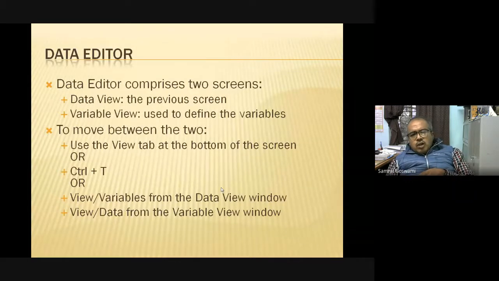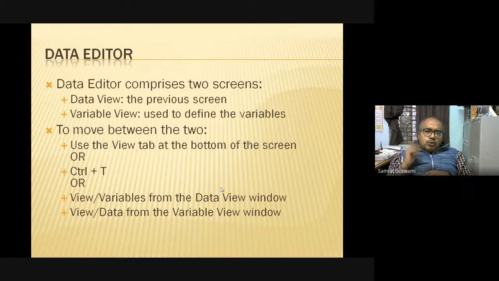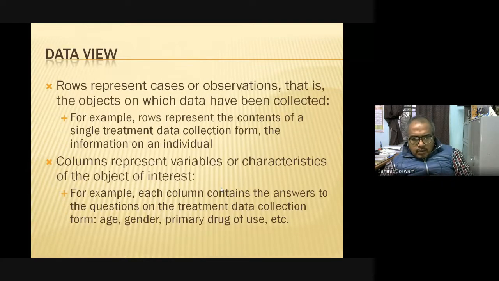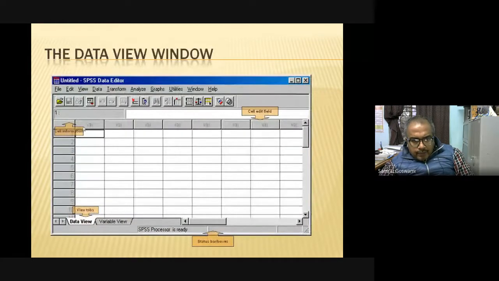Now, what is the role of a data editor? A data editor comprises two screens. One is the data view, the previous screen that we have seen. The other one is the variable view. That means you cannot just click on the variable in the area where you cannot click here. That is not possible. So for that you have to go to a variable view.